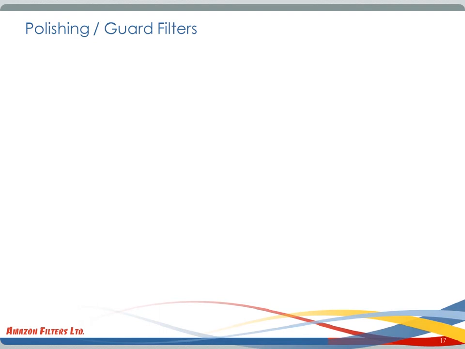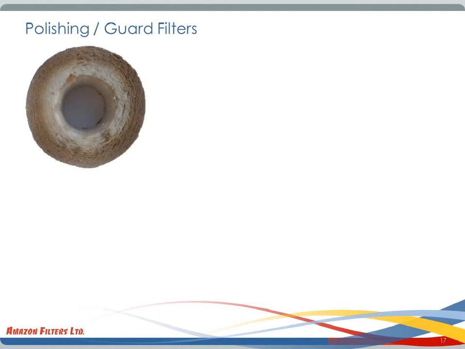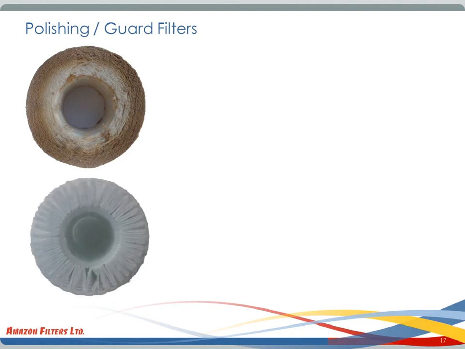Polishing or guard filters are cartridge type filters which can remove solids down to 2 microns and below. These are available in a variety of different types, including pleated and depth type filters, which are typically used where we need to get down to below 50 micron as a cutoff point.